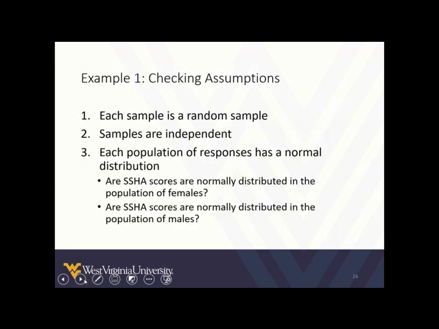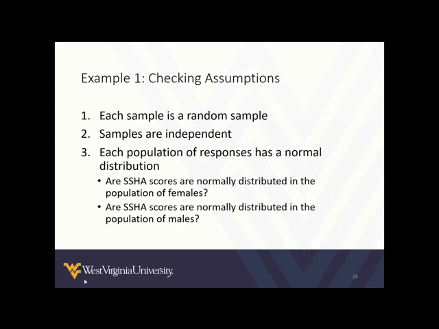Now we can check our assumptions. It was stated that each sample is a random sample. Although it wasn't stated explicitly, whenever we see random, we generally understand it to be independent, meaning that each observation was independent of each other. And we want to know if each population of responses had a normal distribution, meaning where the SSHA score is normally distributed in the population of females and also for males.